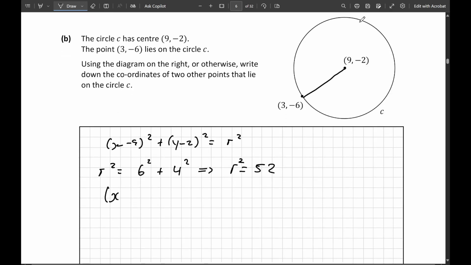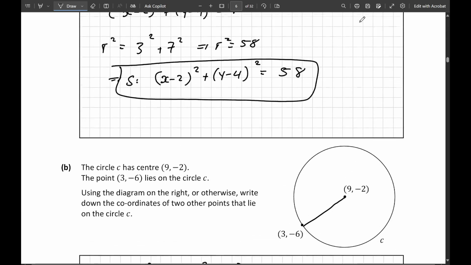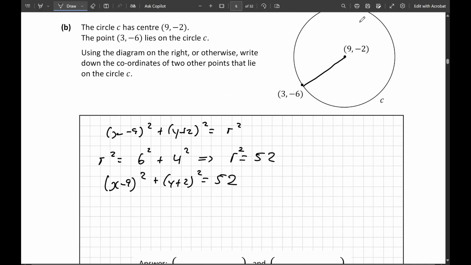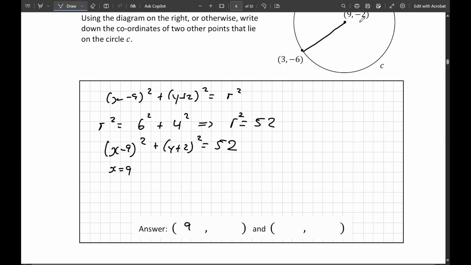So I'll have the equation x take away 9 squared plus y plus 2 squared equals 52. So now we'll just pick any values we want. Let's just say, I don't know, we'll set x to be 9, and we'll find the corresponding value of y. So we'll have x is 9, and we'll get 2 values of y just to make that thing disappear.